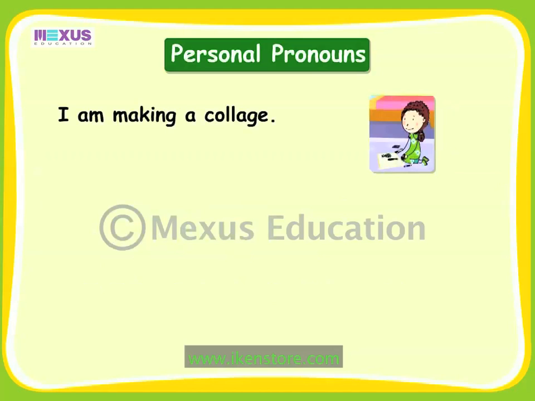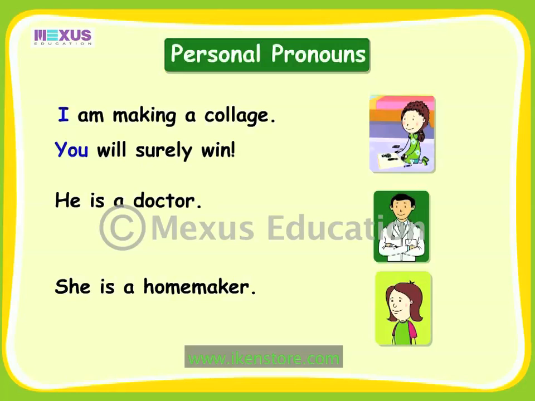In the sentence, I am making a collage, I is a personal pronoun as it is used to refer to the person who speaks. In the sentence, you will surely win, you is a personal pronoun as it refers to the person who is spoken to. In these sentences, he is a doctor and she is a homemaker, he and she are personal pronouns as they refer to the people who are being spoken about.